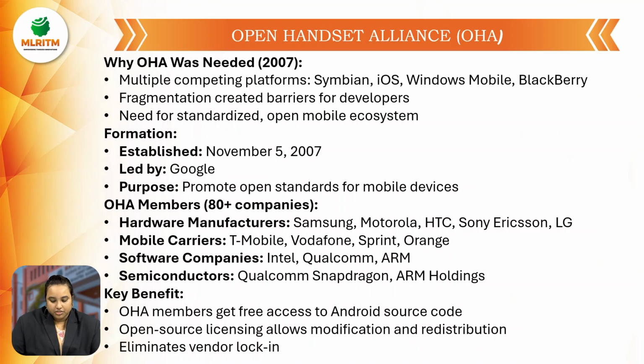Handset manufacturers like Samsung, Motorola, HTC, Sony Ericsson, LG, and others joined. Mobile carriers like T-Mobile, Vodafone, Sprint, and Orange joined this group. Companies like Intel, Qualcomm, and ARM also joined. In semiconductors, they use Qualcomm Snapdragon and ARM Holdings. The key benefits are that OHA members get free access to Android source code. The open source licensing allows modification and redistribution and eliminates vendor lock-in.